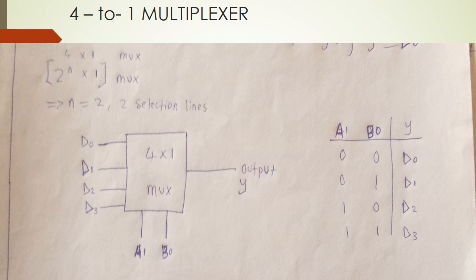So let's look at this multiplexer table. As we said earlier, referring to the 4-to-1 multiplexer, we provide the select lines A and B, and the output, which is Y. Under A, we have 0, 0, 1, 1. Under B, we have 0, 1, 0, 1. Then under Y, which is the output, we have D0, D1, D2, and D3.